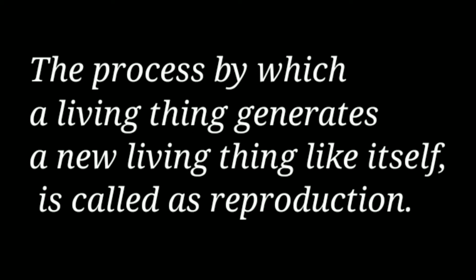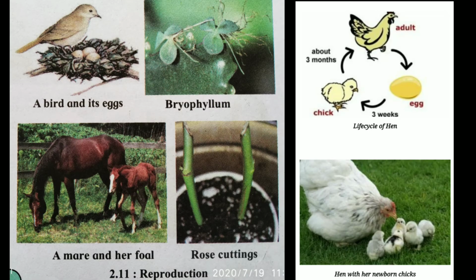Reproduction. See the definition. The process by which a living thing generates a new living thing like itself is called reproduction. Reproduction is a characteristic of living things. See this picture. You will see a bird and its egg, a mare and her baby, a rose cutting and the life cycle of a hen. Reproduction is the characteristic of living things.